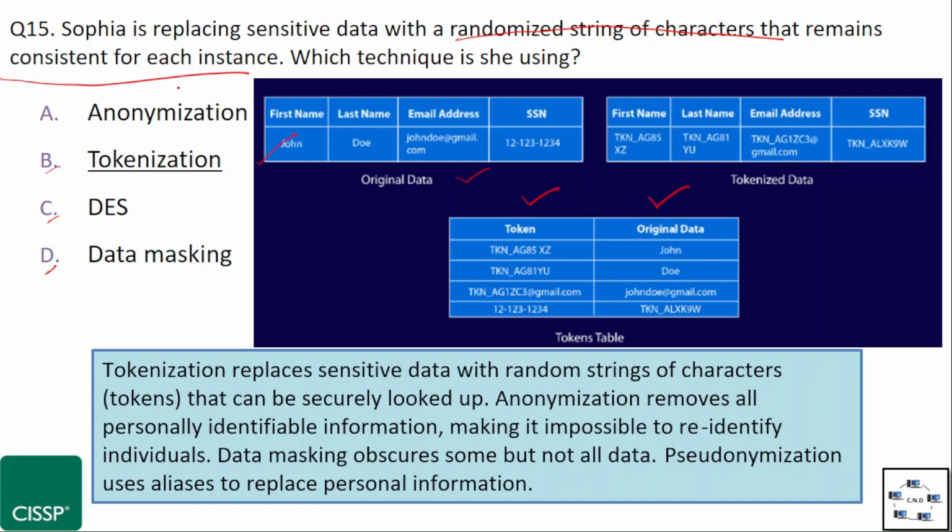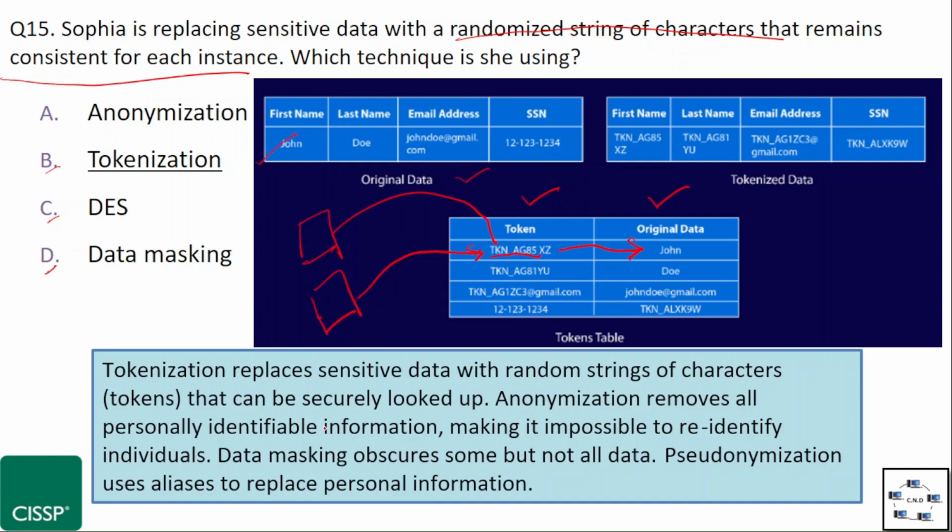So when we say that it remains consistent for each instance, it means that when you are using this tokenized data in multiple instances, and whenever we need to call the original data, each time it will remain consistent. Whenever we call this token, it will always relate to John, whichever instance we are using it. So that's the concept of tokenization. Tokenization replaces sensitive data with random strings of characters, that is, tokens, that can be securely looked up.